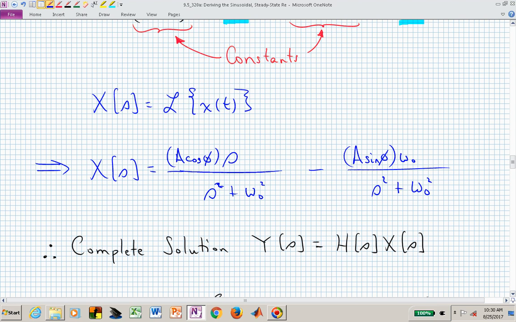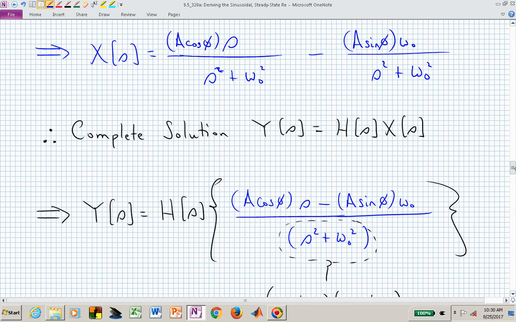If we want the complete solution, we can get it. We simply take capital X of s, which we now have in the frequency domain, and hit it with the transfer function capital H of s. And that's exactly what I've done in this line.